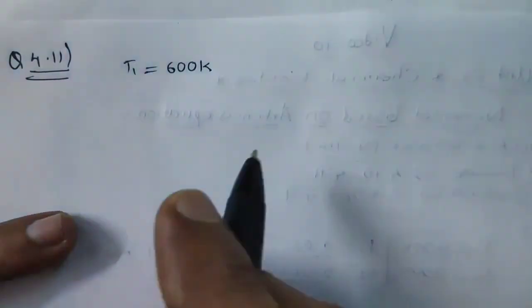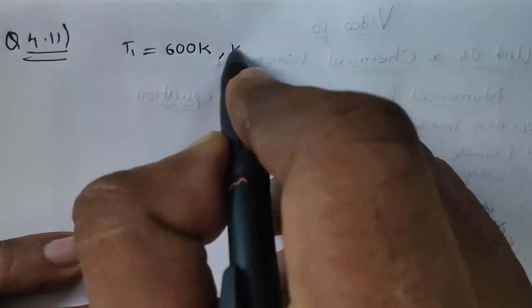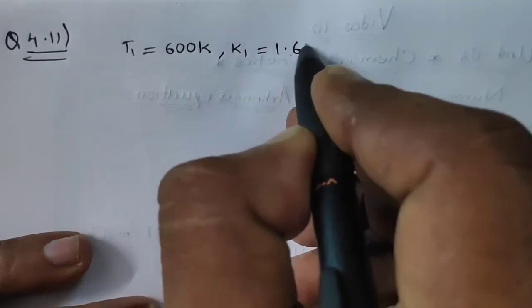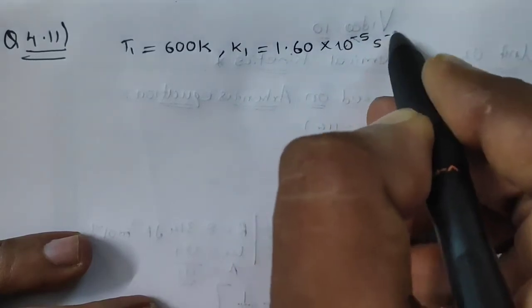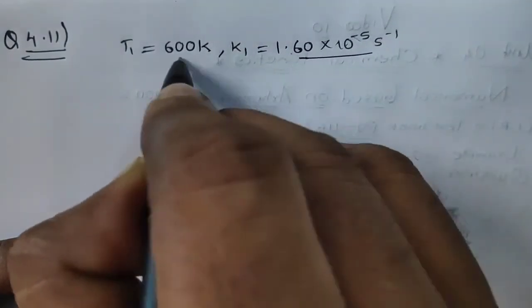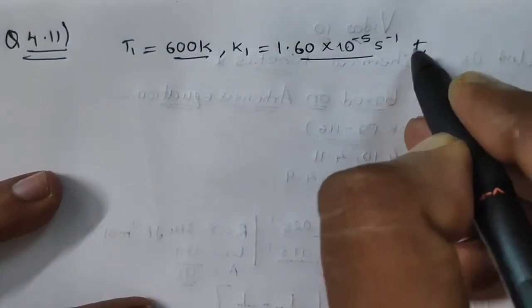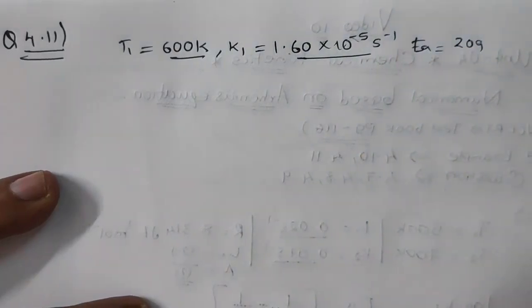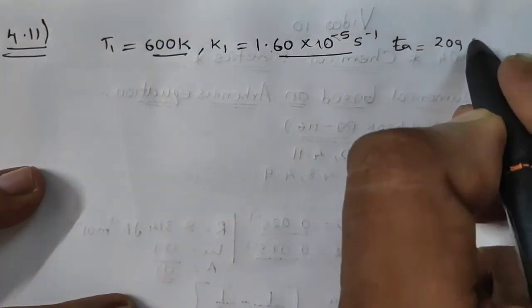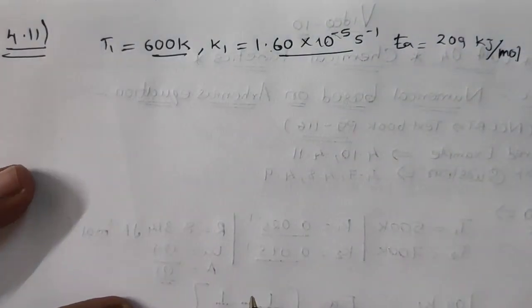Okay, then what was K1? K1 is equal to 1.60 into 10 raised to minus 5 second inverse. This was given like this. Temperature, then EA, activation energy, was equal to 209 kilojoule per mole, or kilojoule mole inverse, also you can write.